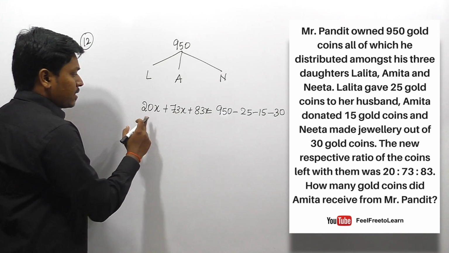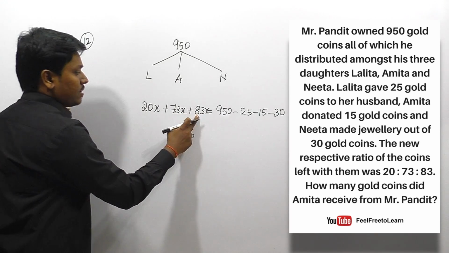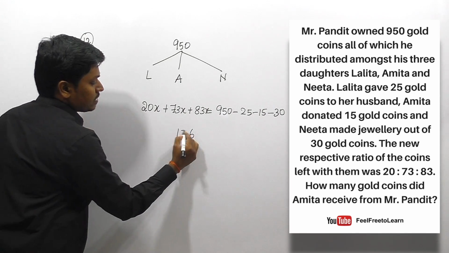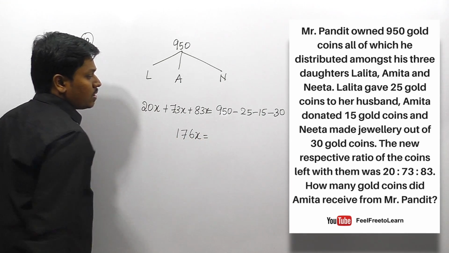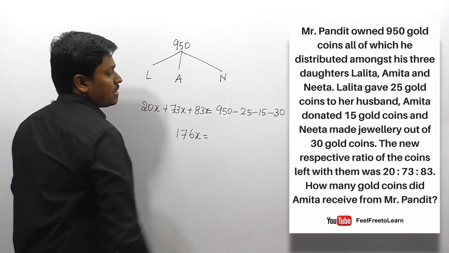So I think 20x plus 73x plus 83x. So 3 plus 3 will be 6. So 15, so this will be 17, right? So 176. So 176x is equal to, so friends, I think this will be 25. So 40 plus 30 will be 70.